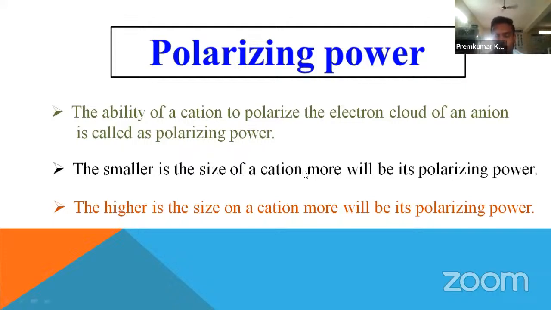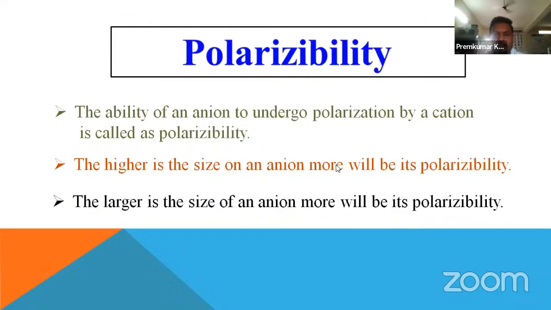Again here, I will explain to my students that the polarizing power of a cation depends upon the size of that cation. If the size of the cation is smaller, the polarizing power will be more. Again, the polarizing power of a cation depends upon charge also. If the charge is higher, then the polarizing power is higher. And in case of anion, I am going to explain polarizability of anion. It is the ability of that anion to undergo polarization by a cation.